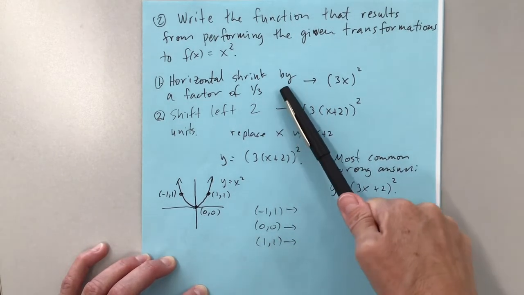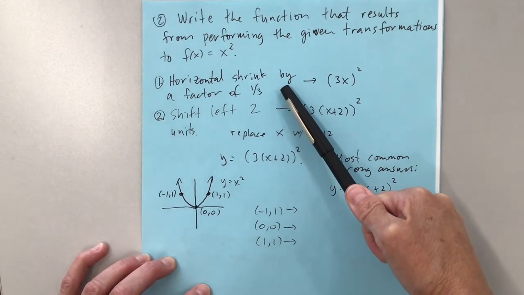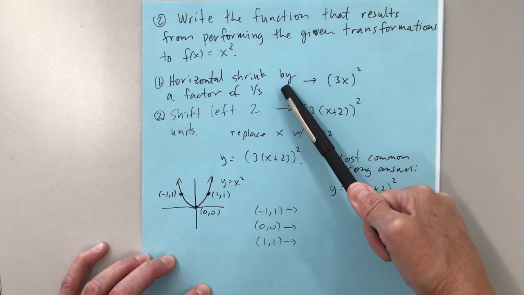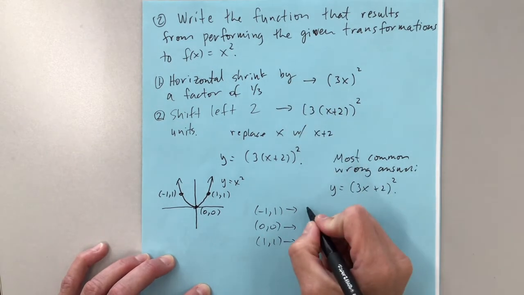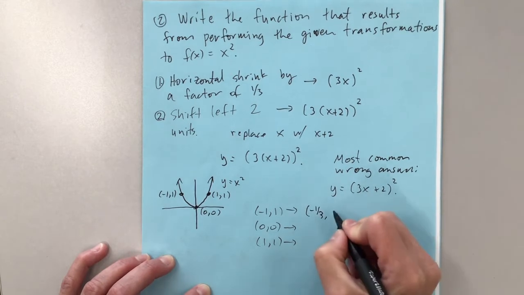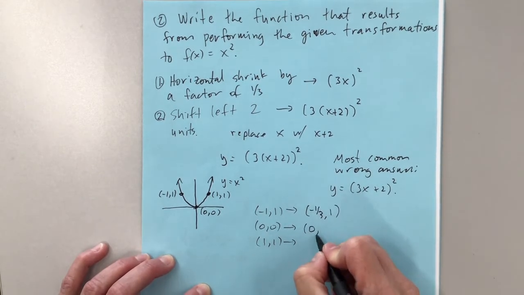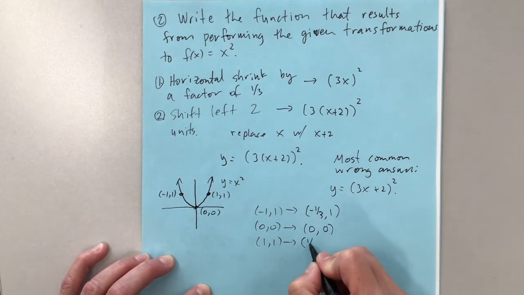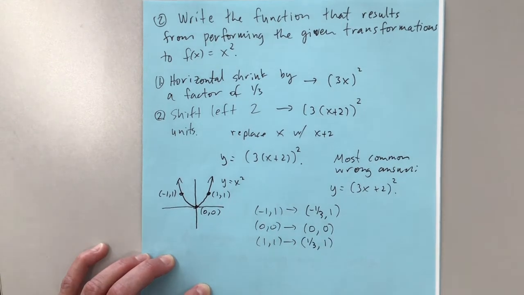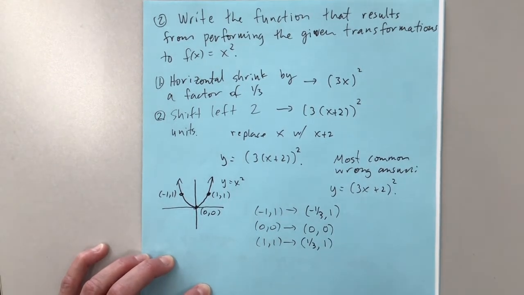So first we do a horizontal shrink by 1/3. What that means is each x-coordinate gets multiplied by 1/3. The y-coordinate stays the same. All right, next we're going to shift left 2 units. What that means is that each of the x-coordinates, we subtract 2 from them.